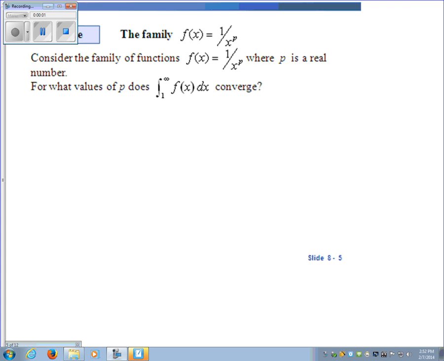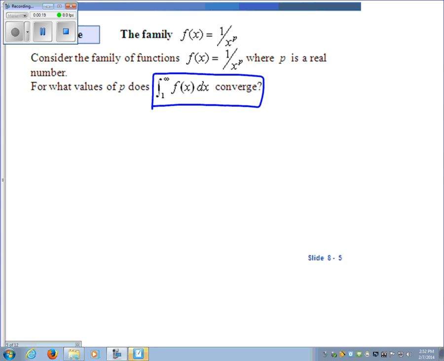Going to look at a specific family of functions, f of x equals 1 over x to the p. They're going to be really important when we start studying infinite series in the next chapter. So I want to find out for what values of p will this integral from 1 to infinity converge.